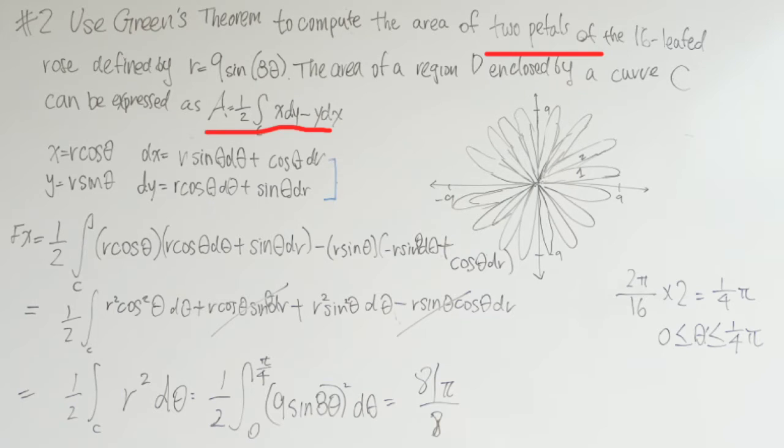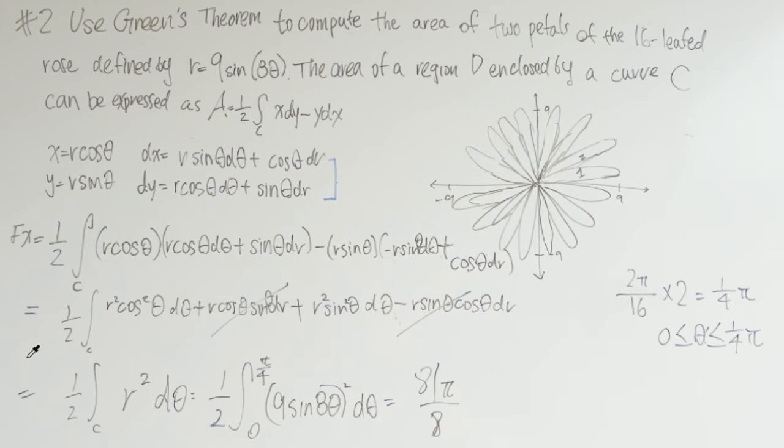And according to the Green's theorem, the dx will become negative r sine theta d theta plus cosine theta dr, and dy will become r cosine theta d theta plus sine theta dr. So these are the usage of Green's theorem, and now all you need to do is plug x, dx, y, dy into the formula given here.